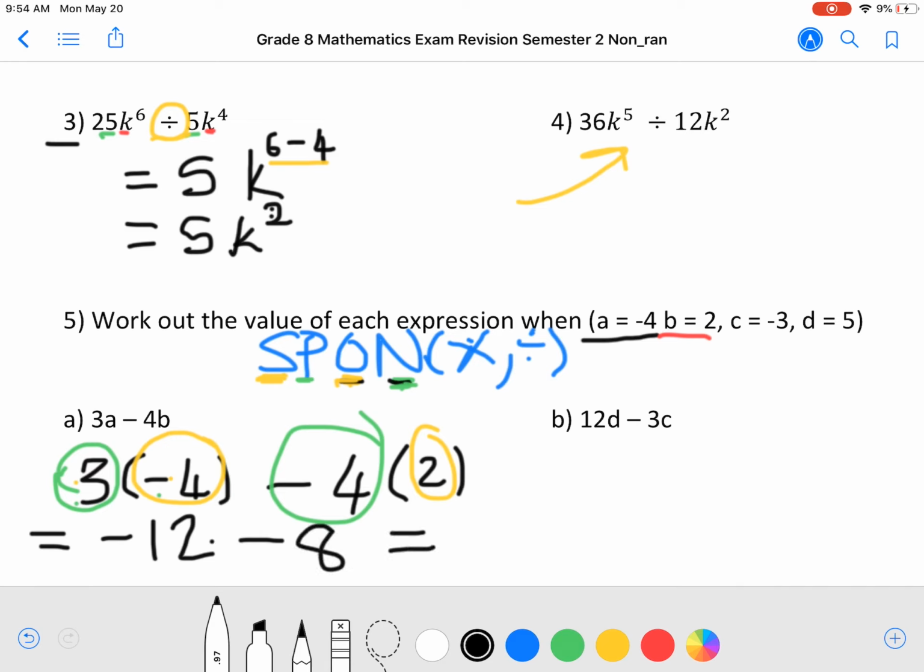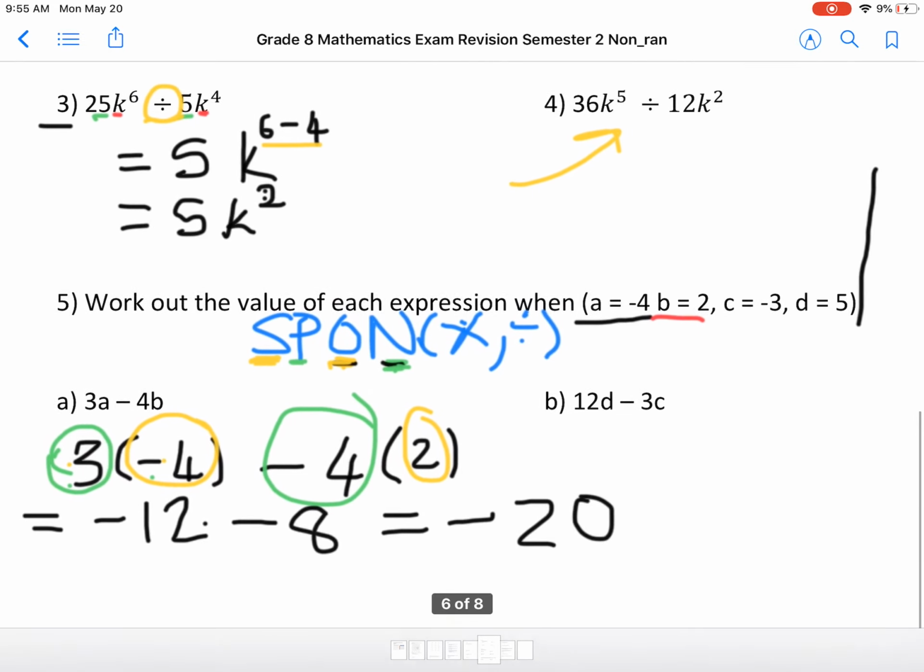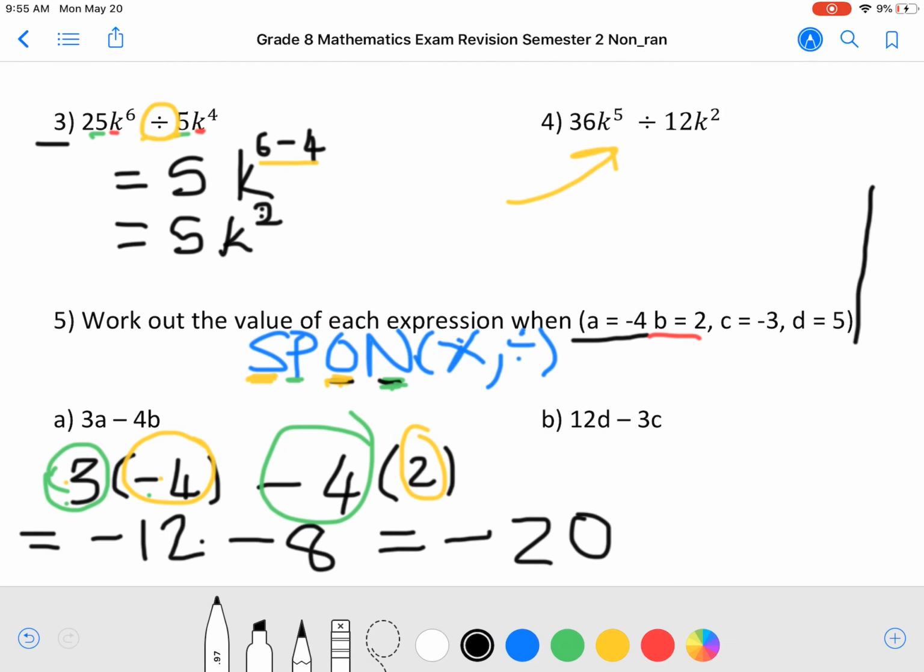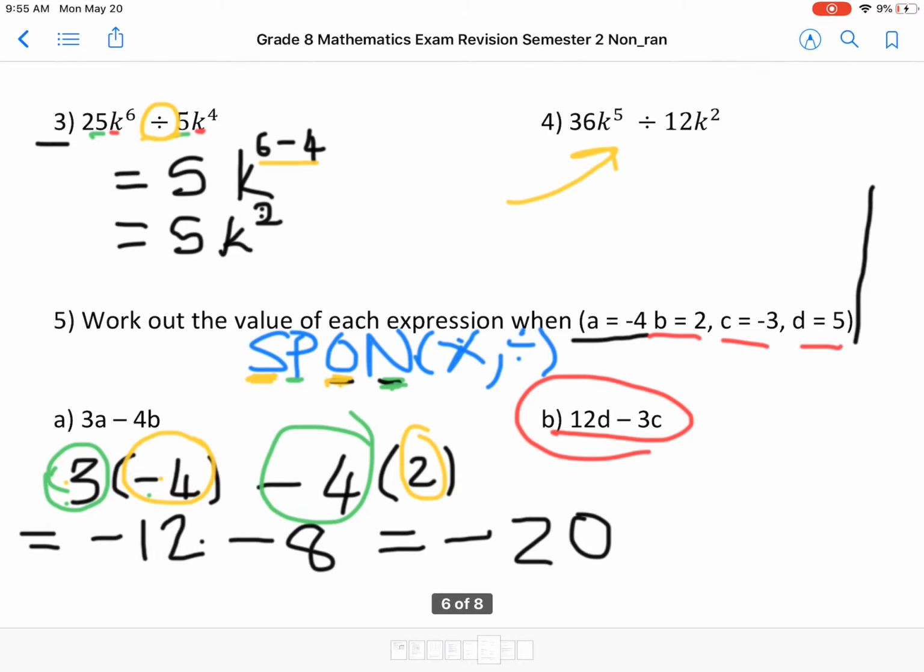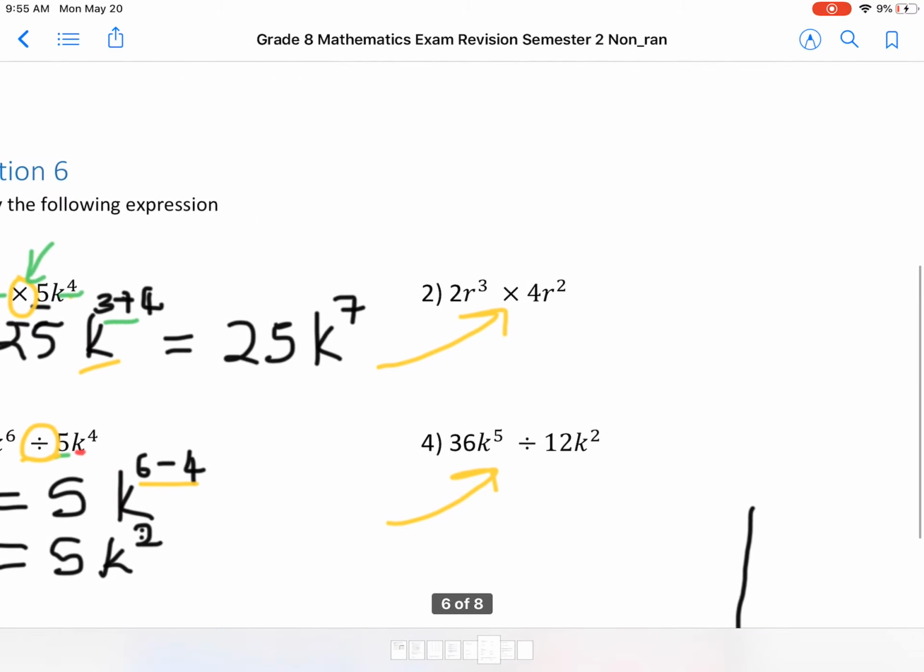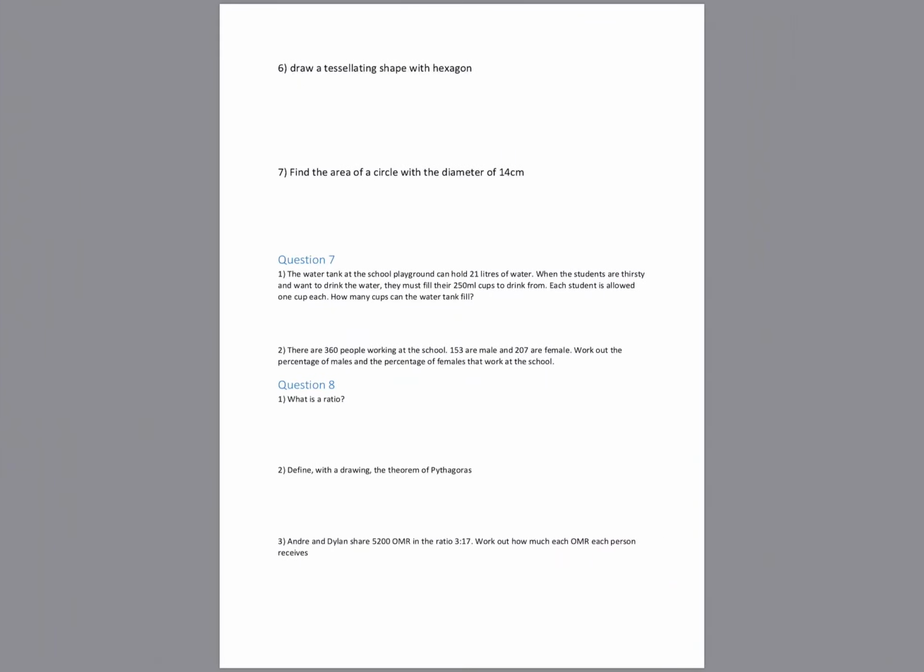Now we work on the number line. We look, minus 12 going minus 8 in the negative direction gives me minus 20. And that's how you work out the value of that expression. And here I've got another problem for you guys to do on your own. Please try that. We've got d, which is equal to 5, and c, which is equal to minus 3. Let me see if there are any more questions for question 6.